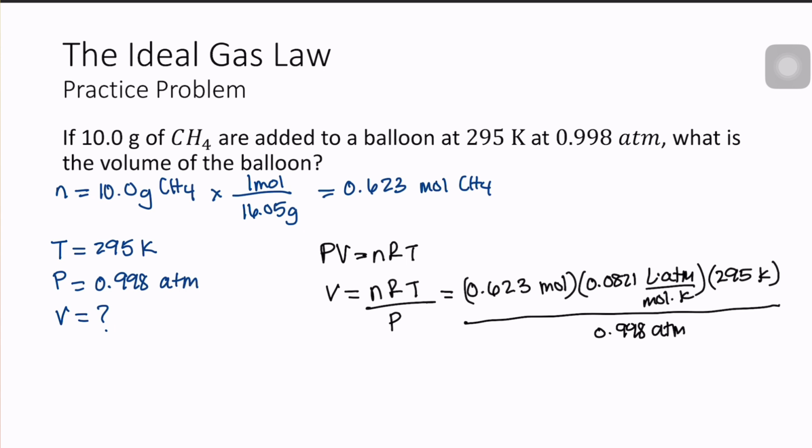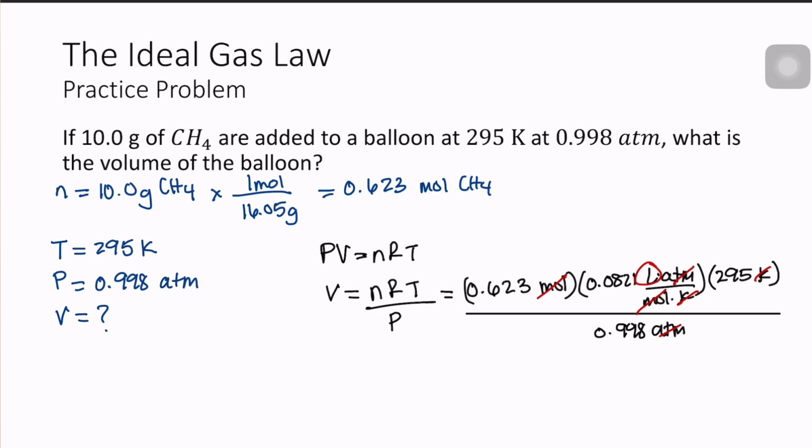Now notice that that did not make any difference. Oh well. Now notice our atmospheres cancel, Kelvin cancel, moles cancel, and I'm left with liters, which is good because I'm trying to solve for the volume. So go ahead and plug that in on your calculator.